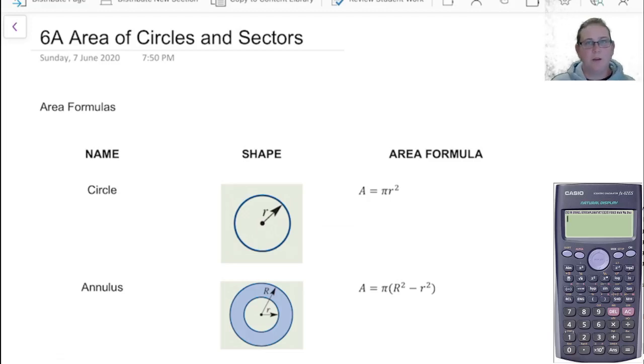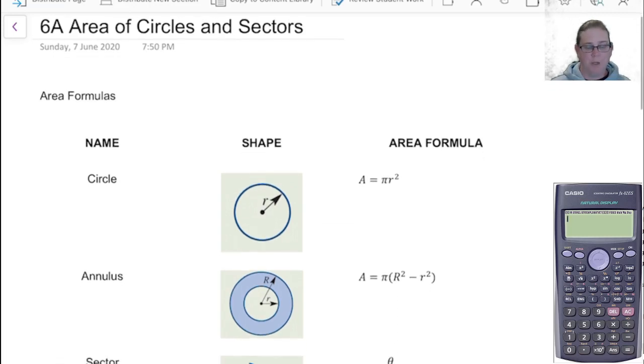Hello everyone and welcome to this short video on how to calculate the area of circles and sectors. So we're going to start looking at some formulas that we use with circles and sectors, and those formulas start with the area of a circle. So the area of a circle, as you can see on the screen, we have our circle.